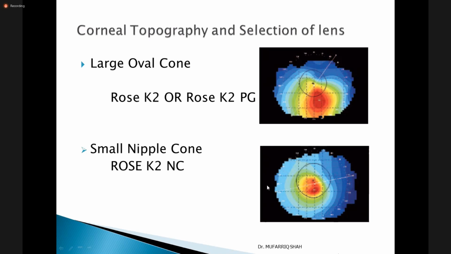And the second one is a small nipple cone. So this is the ideal candidate for the Rose K NC lenses. So you just see the corneal topography, right? Then you will see which type of contact lens you should start with.